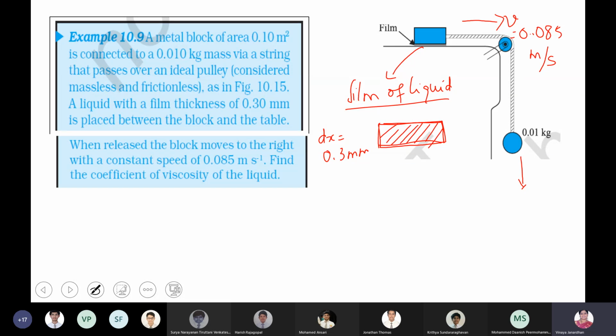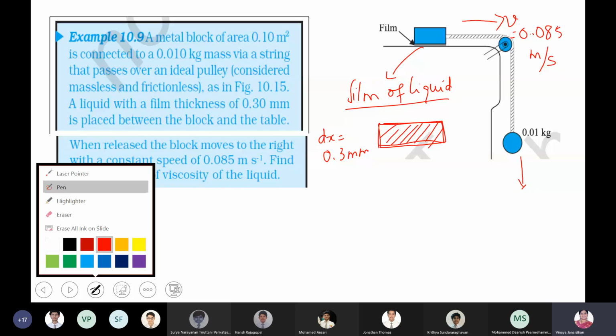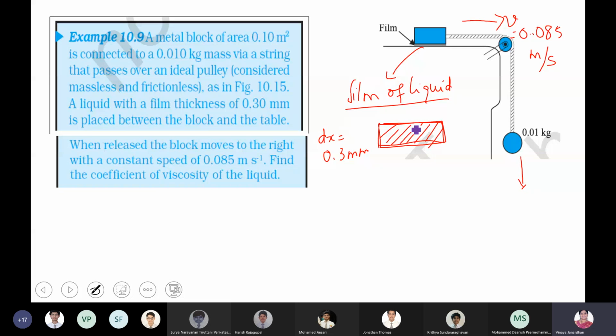Now, when the block is going to move, then the liquid layer will also be set in motion, which means the top layer of the liquid, which is in contact with the block, is going to move with a velocity 0.085 meter per second, whereas the bottom surface of the liquid which is in contact with the table has a velocity 0. Can you imagine this, boys?